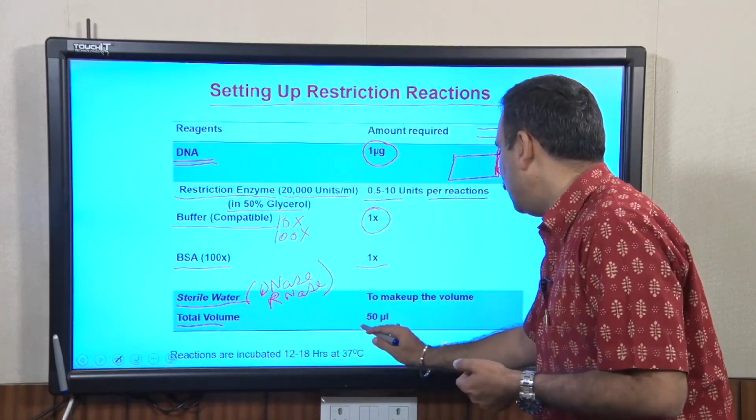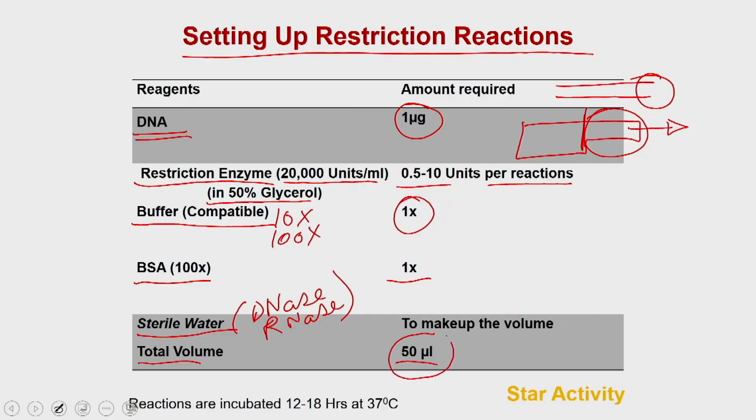So, your total volume is 50 microliter. Normally we do the restriction enzyme reactions in 50 microliter. You will add sterile water to make up the volume. So, the sequence in which most people add these reaction components is that they start with the water, then the buffer, then BSA, then the restriction enzyme, and last they add your DNA of interest.